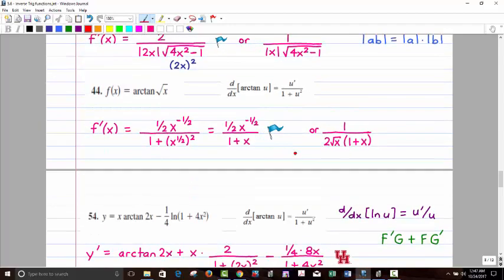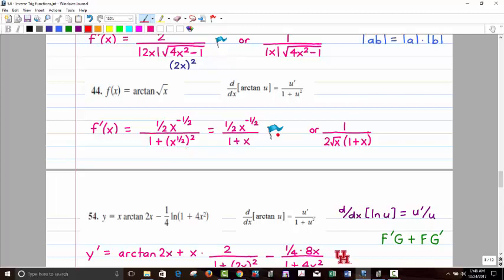How about this one? Arctan of square root of x, which is x to the 1/2, of course. So u prime: you take the derivative of x to the 1/2, it will be 1/2 x to the negative 1/2, over the bottom, which will be 1 plus x to the 1/2 squared. So that's just x, so it's 1 plus x on bottom.